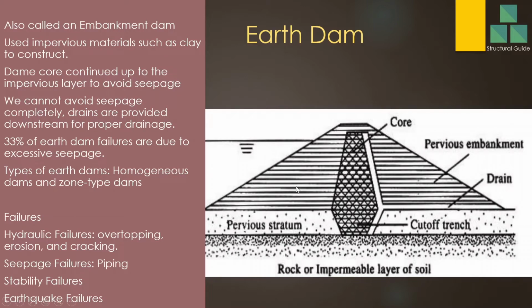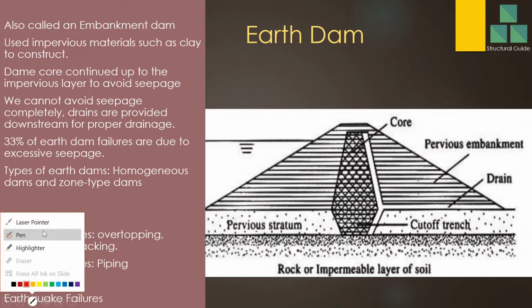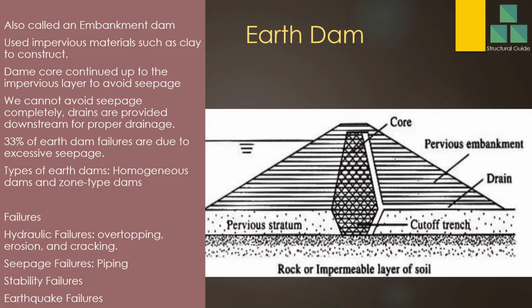In this figure, you can see this is a zone type dam. We have a different zone here, here and here. So there are different zones, not a homogeneous dam. The same material is not used for this dam.